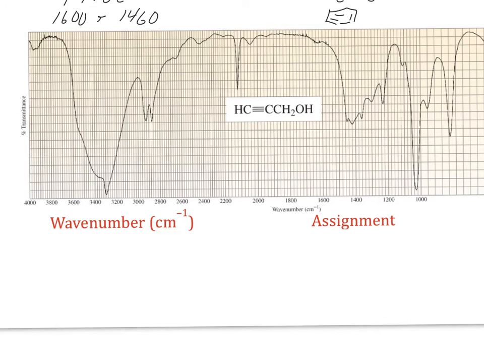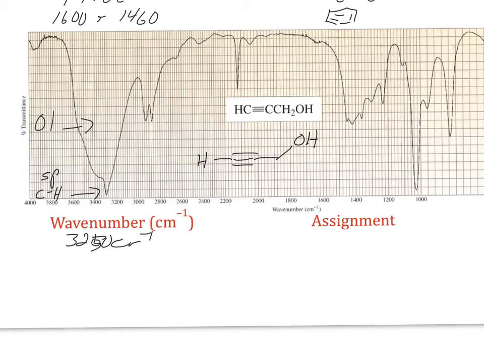Again, for this one, I like to redraw it. An H and an OH. So what do I have here? I have an sp CH, which you can kind of see this point right here. That's probably for that sp CH, and that's around 3,200, maybe a little higher, 3,250. And it's kind of getting covered up by this big peak, which of course is our OH, so it's kind of hard to see that.